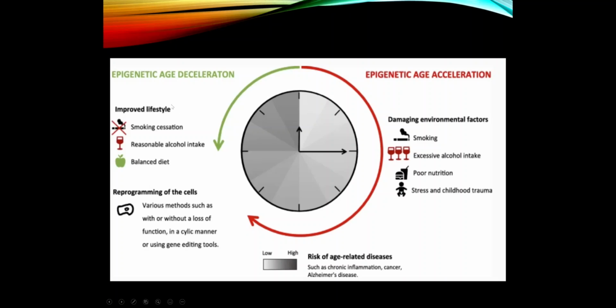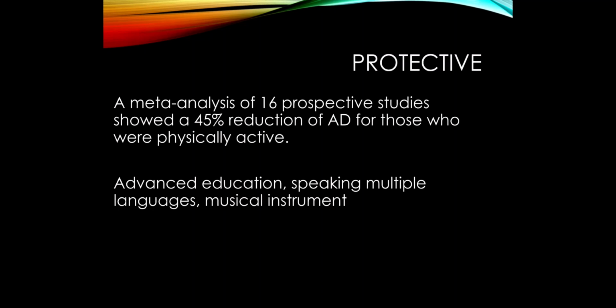So if we want to decelerate, well, we'll make changes in lifestyle with diet and exercise and smoking cessation and keeping alcohol use at a sort of mild quantity. So of all protective things, what we have the best evidence for right now is actually for exercise.